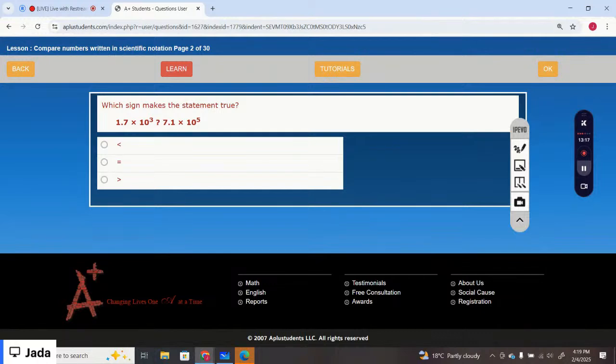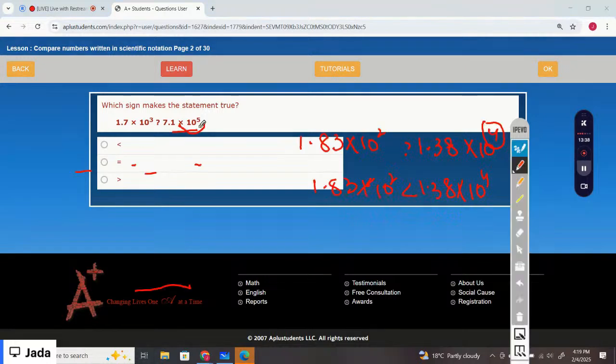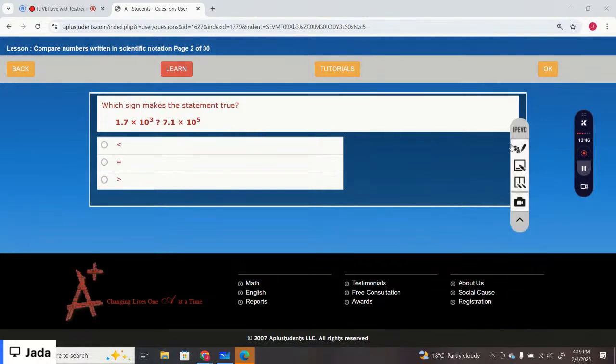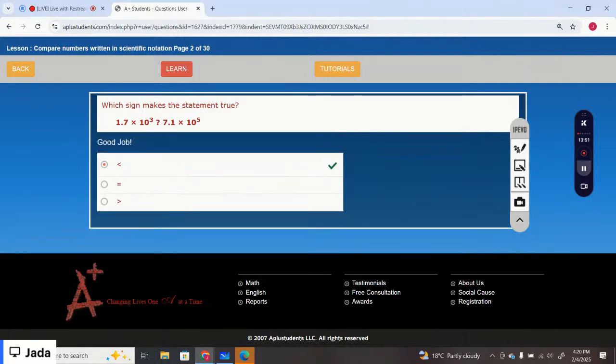Which sign makes the statement true? 1.7 times 10 exponent 3, 7.1 times 10 exponent 5. So the first thing you have to do is compare their exponents. 3 is less than 5. So obviously 1.7 times 10 exponent 3 is less than 7.1 times 10 exponent 5.